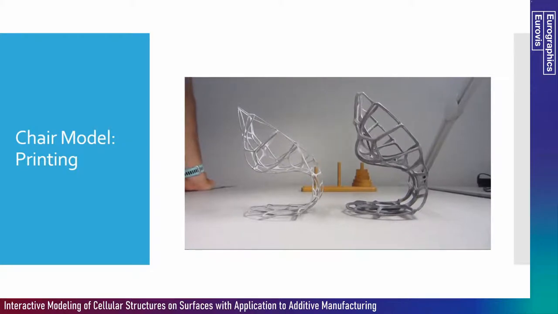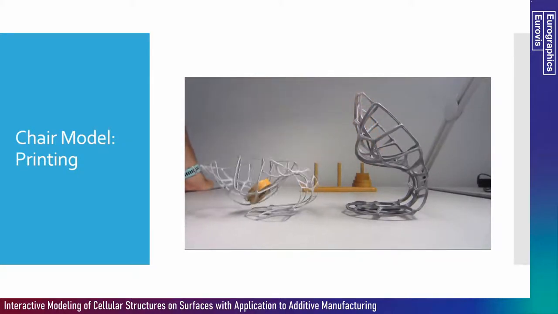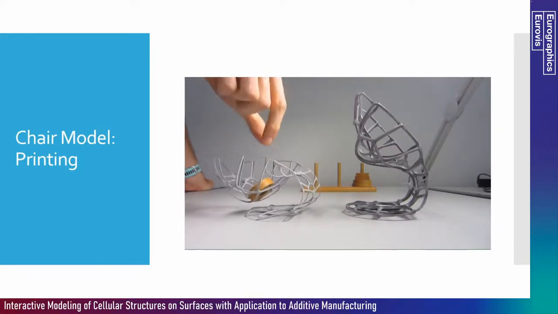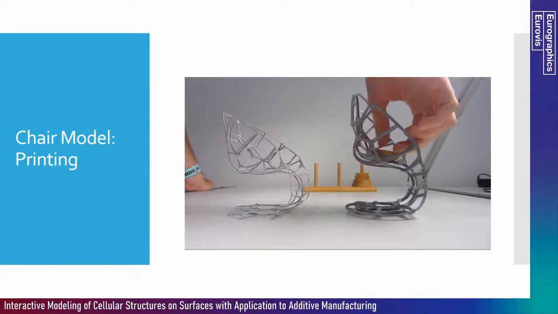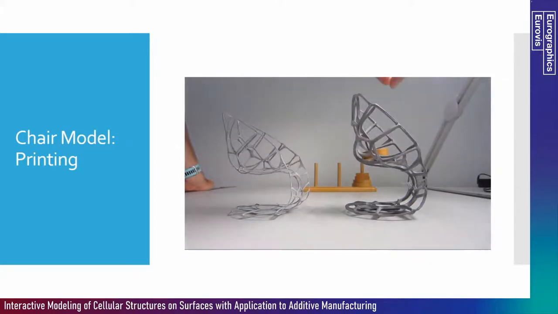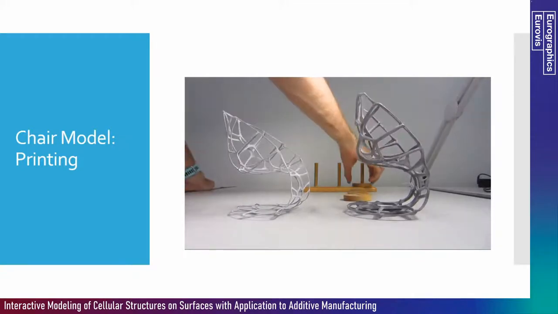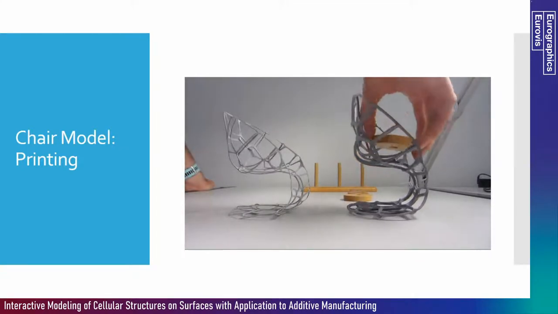We also printed two chair models to show how stability can be adjusted by different skeleton settings. One can see a two-step model with 0.6 mm step height on the left and a three-step model with 1 mm steps on the right. You can see different weights applied to them.